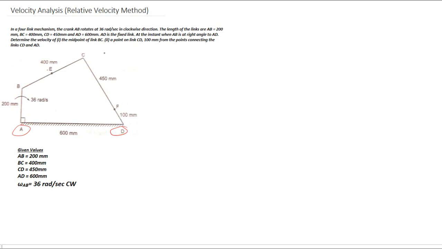And again, for the last question, for the link CD we have to find a point on link CD which is 100 mm from the point connecting the links. CD is this and link AD is this. So the connecting point is point D, and from that point D we have to find the point F, which is 100 mm apart from the point D. Okay.